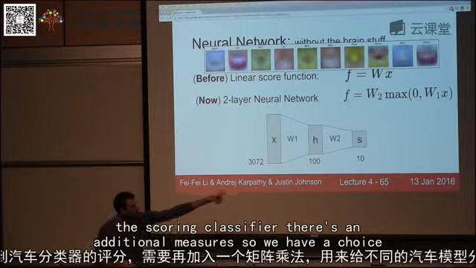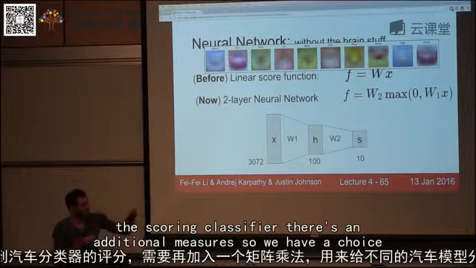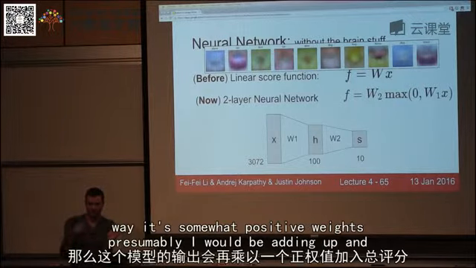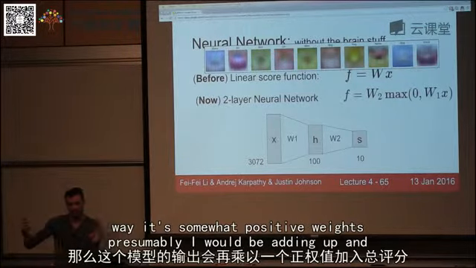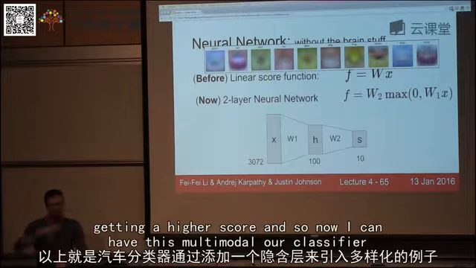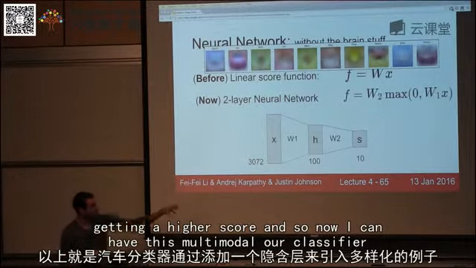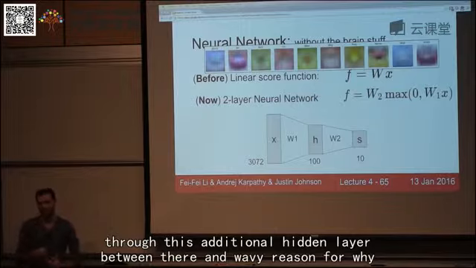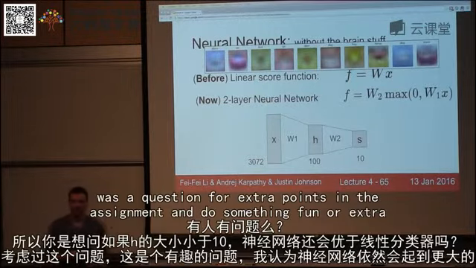And now to compute the score of the car classifier, there's an additional matrix multiply, so we have a choice of doing a weighted sum over them. And so if any one of them turns on, then through my weighted sum with positive weights, presumably, I would be adding up and getting a higher score. And so now I can have this multimodal car classifier through this additional hidden layer in between. So that's a hand-wavy reason for why these would do something more interesting.